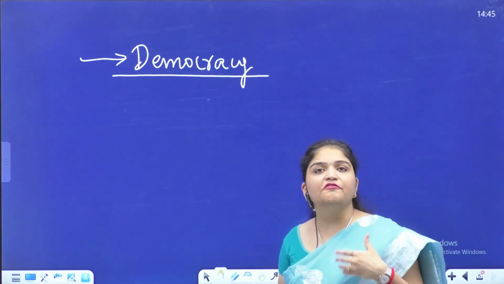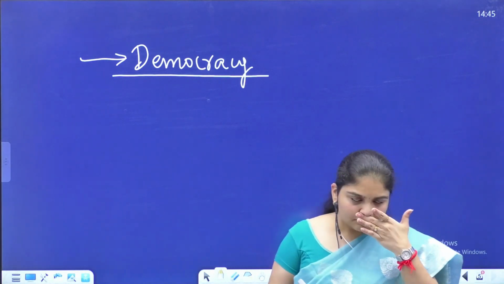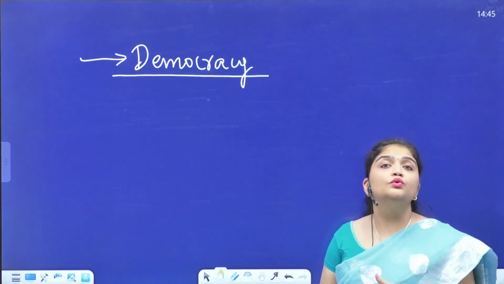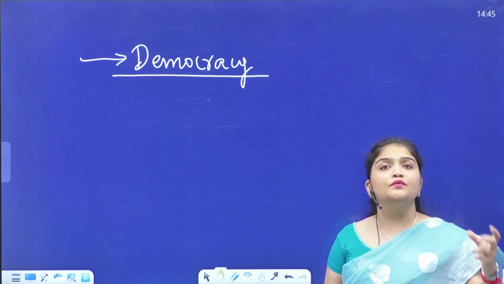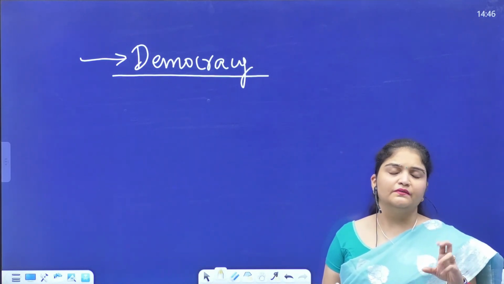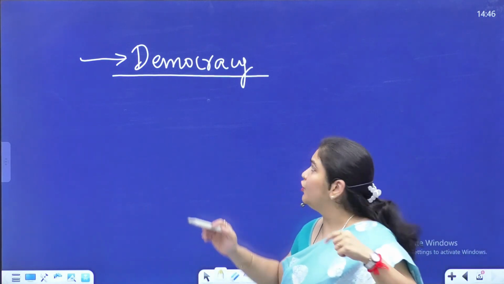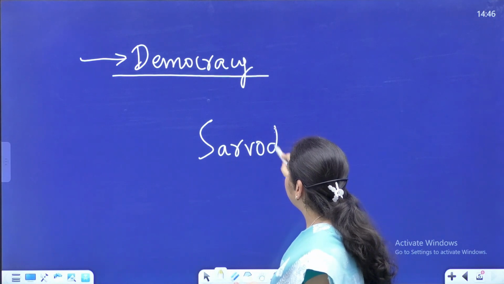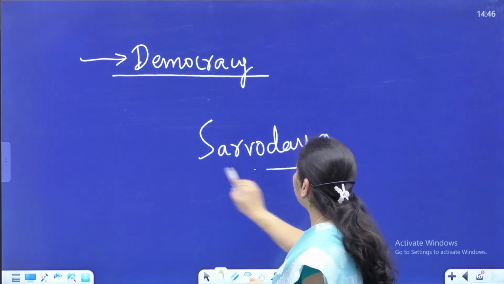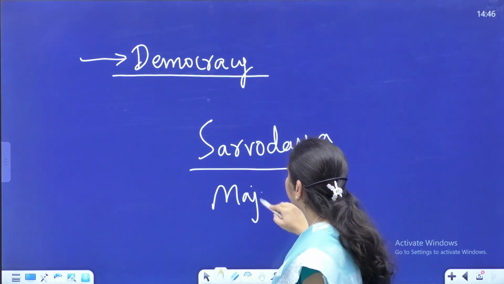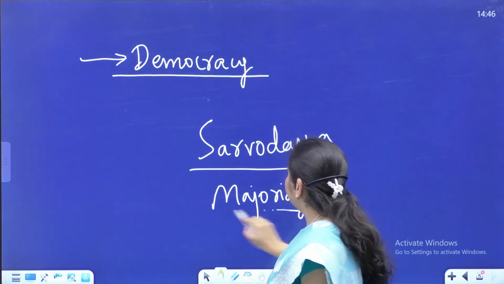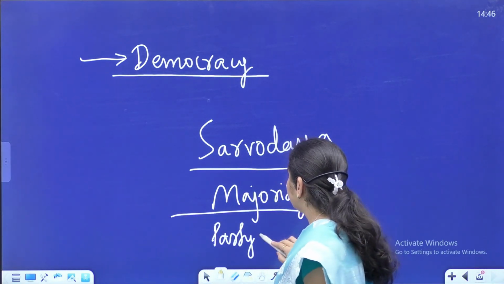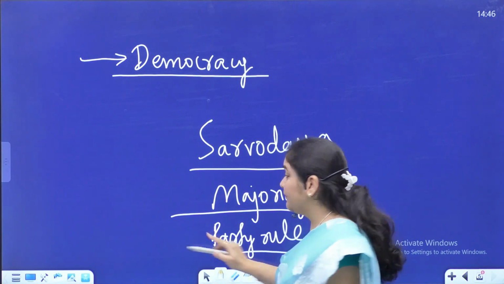So just like Vivekananda, in this sense, he is saying that democracy is where it is rule of the people, and we should not focus on the majority principle. We have to focus on the welfare of all. So he talks about Sarvodaya, benefit of everybody, and not only the majority principle, not only associated with what? Party rule.